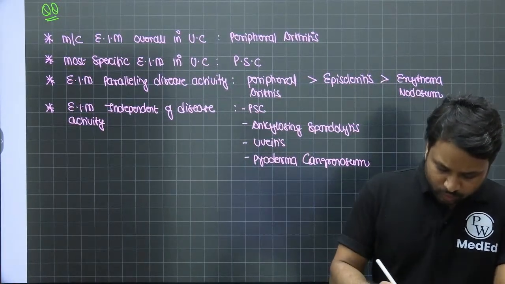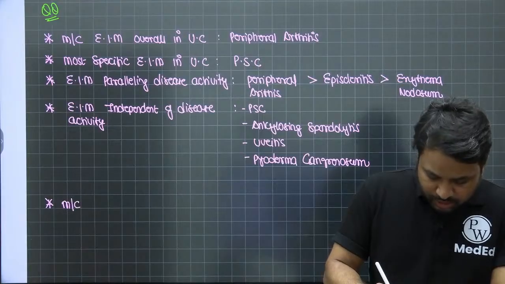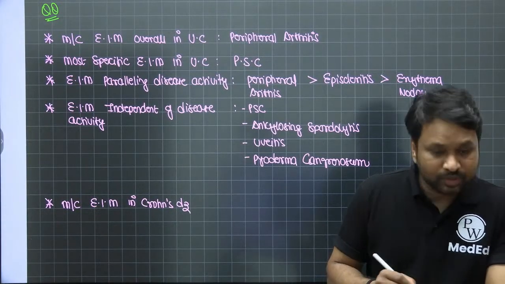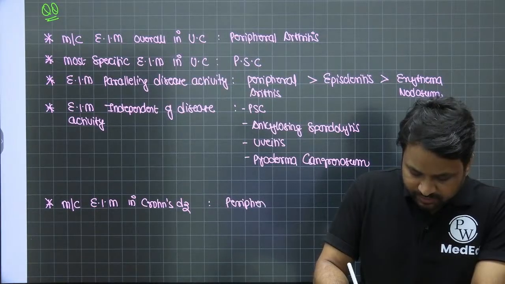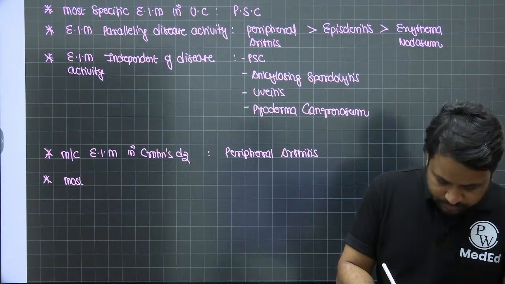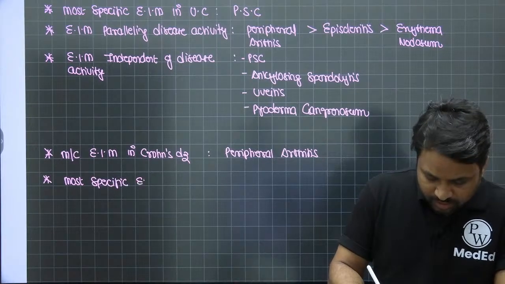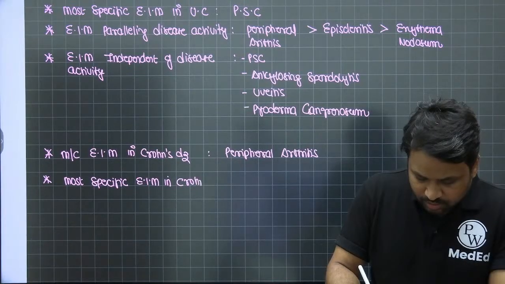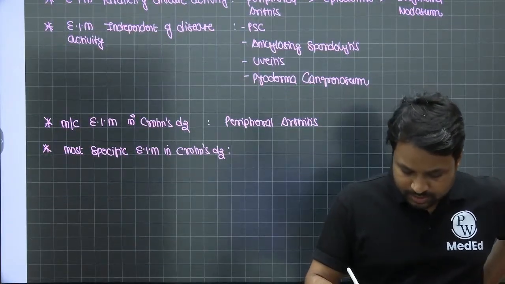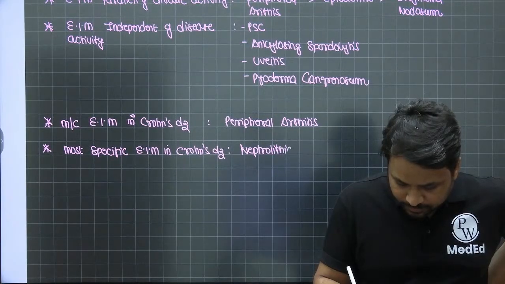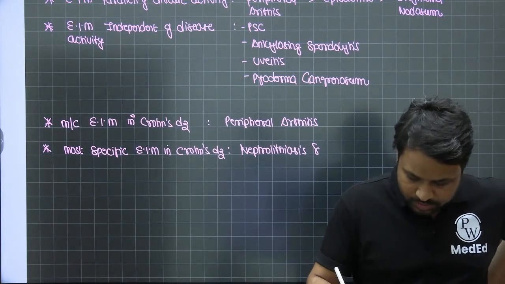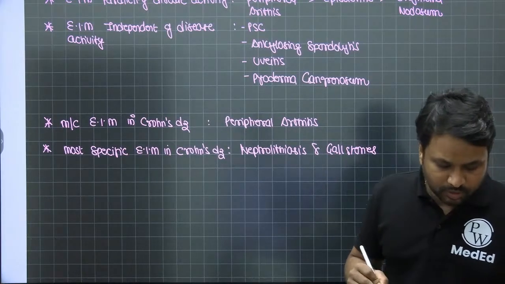Now, continuing, if I have to make it more tricky, what is the most common extra-intestinal manifestation in Crohn's disease? In Crohn's disease, the answer remains the same. It is your peripheral arthritis, right? If I change the question to most specific, which is the most specific extra-intestinal manifestation in Crohn's disease? The most specific is going to be nephrolithiasis and cholelithiasis, or in simple words, gallstones.